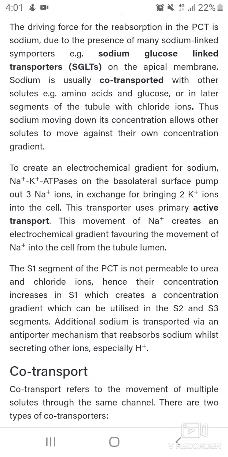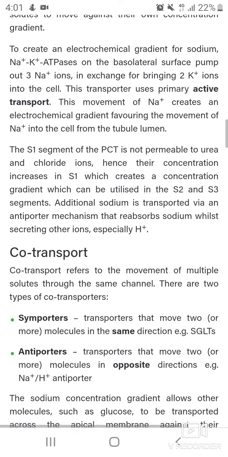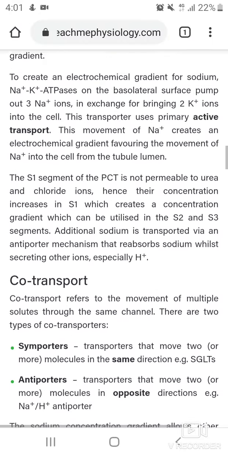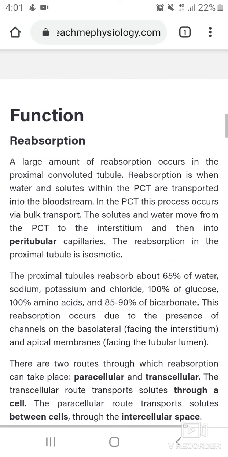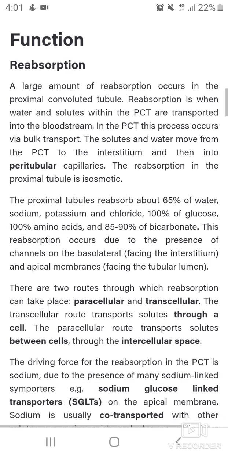The S1 segment of the PCT is not permeable to urea and chloride ions, hence their concentration increases in S1, which creates a concentration gradient which can be utilized in the S2 and S3 segments. Additional sodium is transported via an antiporter mechanism that reabsorbs sodium while secreting other ions, especially H+. This is all about the reabsorption of sodium and water in the PCT of the nephron in the kidney.